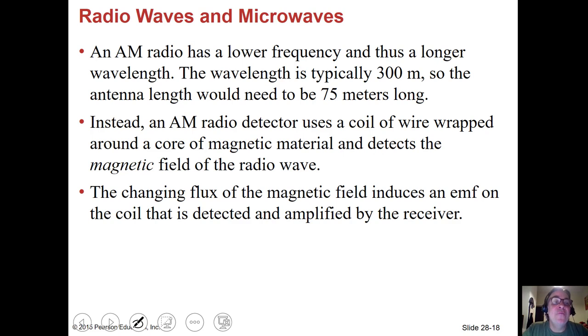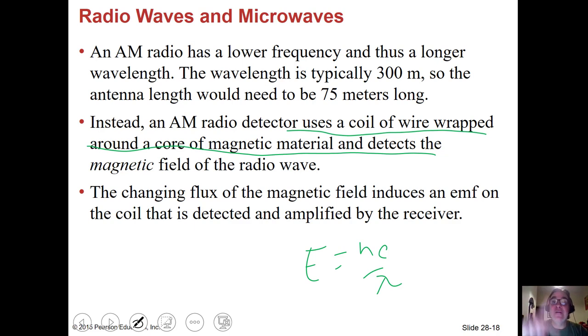Okay, so AM radio has lower frequencies, longer wavelength. That's the way it works from the formula, remember: hc over the wavelength. The bigger the wavelength, the smaller the energy. Okay, so it says here, instead an AM radio detector uses a coil of wire wrapped around magnetic material to detect it. So remember, the electric field part's going up and down. If you have an antenna here, the electric field's going up and down. You can get the signal that way.